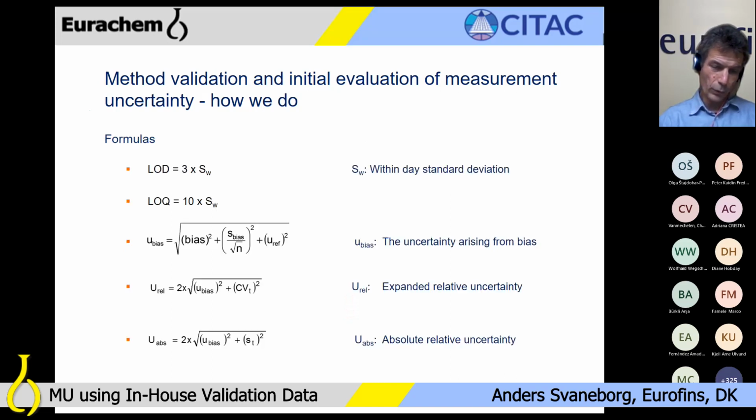First, I'll show you the formulas we use for the calculations in the method validation. We have very simple formulas for LOD and LOQ, 3 times within standard deviation and 10 times within standard deviation. And then the formula for the standard uncertainty for the bias component, and we have the relative expanded uncertainty and the absolute uncertainty in the low concentration area. This formula is from the Nordtest TR537, as I will show you in a moment.